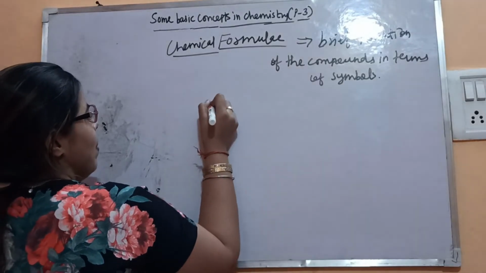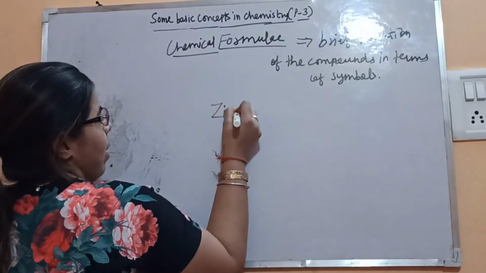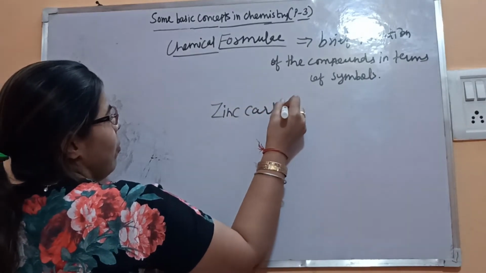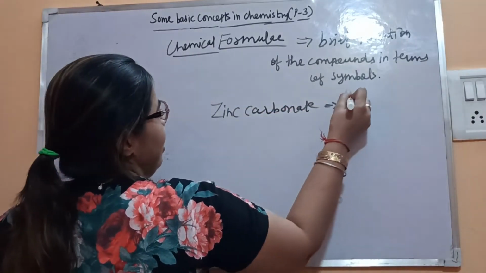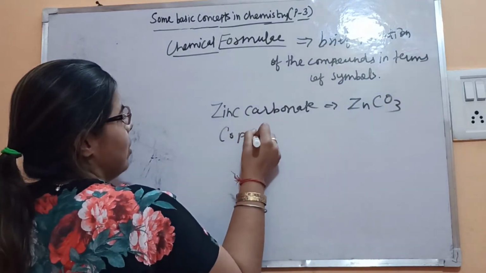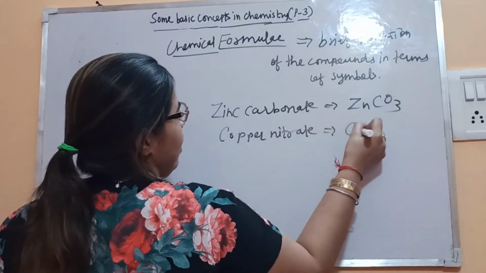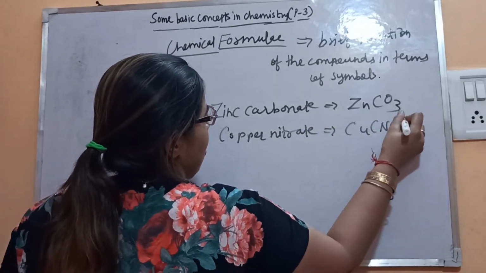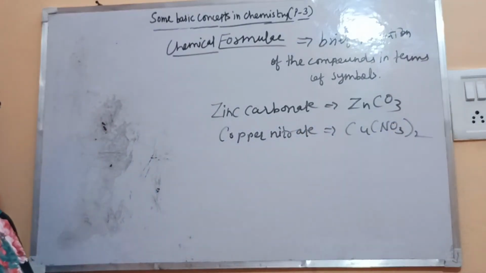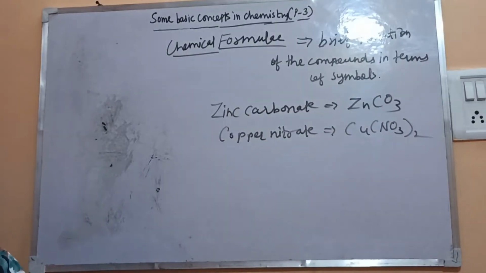For example, say zinc carbonate. So instead of writing zinc carbonate, we'll write ZnCO3. Okay, copper nitrate. Instead of writing this again, we will write copper nitrate like this. So this is the meaning of the chemical formula.